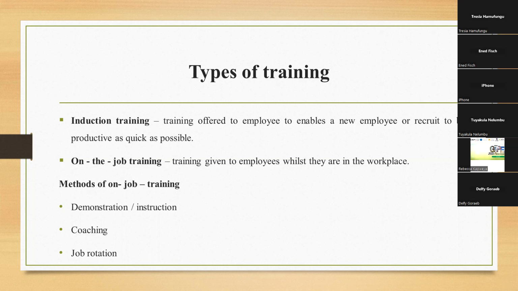Okay. When we are talking about induction training, this is the training offered to employees to enable a new employee or recruit to become productive as quickly as possible. And the purpose of that is to familiarize the new entrant with the organization.